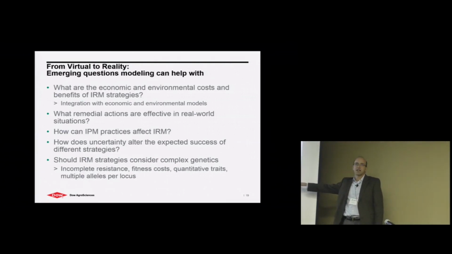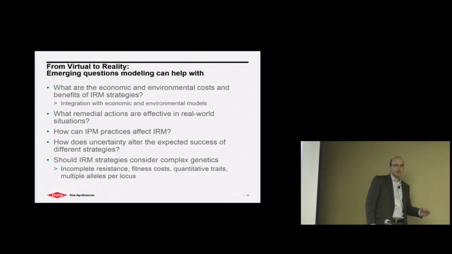What about uncertainty? We all know that our models are wrong, and we know that there's a huge uncertainty. How do we factor that into our decision-making process? How does uncertainty change what we might do in terms of resistance management strategies?